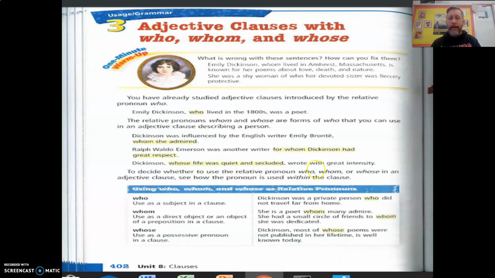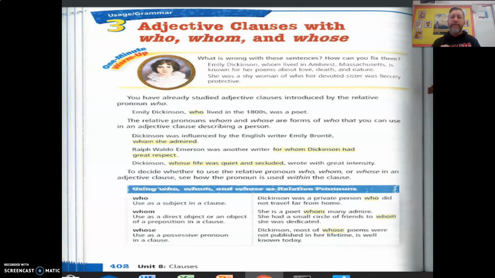Okay, and again, same rule applies. The word in front of it is what it modifies. Then it says Dickinson, whose life was quiet and secluded. So, if we include the word who there, who life was quiet and secluded? No. Whom life was quiet and secluded? No. Whose. So we need a possessive pronoun, and the only possessive pronoun that we know of that is also a relative pronoun would be whose. So that makes our decision a little bit easier.